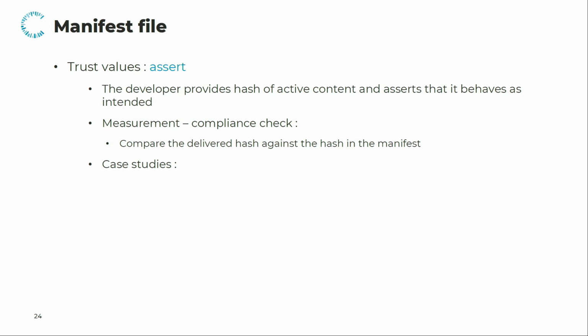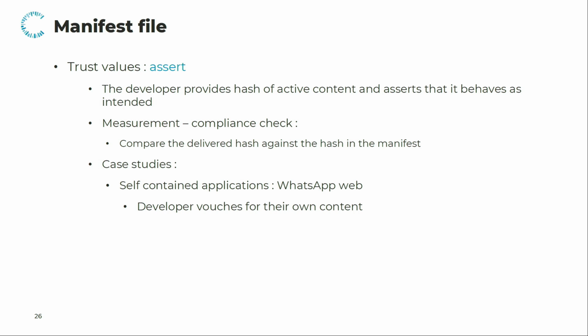We show the trust values on some case studies. A possible case study for this assert value is a self-contained application such as WhatsApp Web. In WhatsApp Web, the code is bundled and served to all users, and personalization is implemented through local storage and dynamic data fetching. In this case, the developer can vouch for their own content and declare all of the elements with the assert value. The second case study is trusted third-party code.